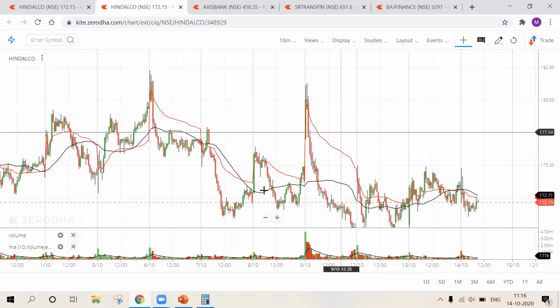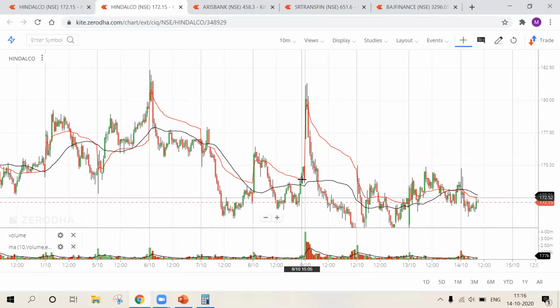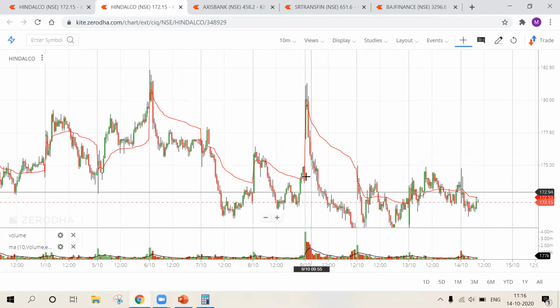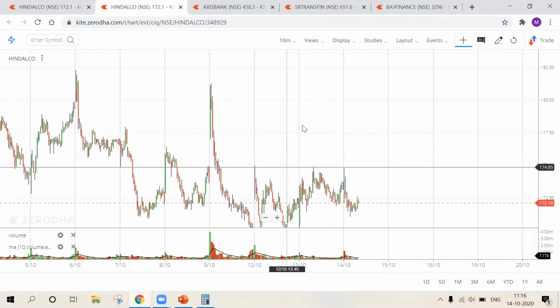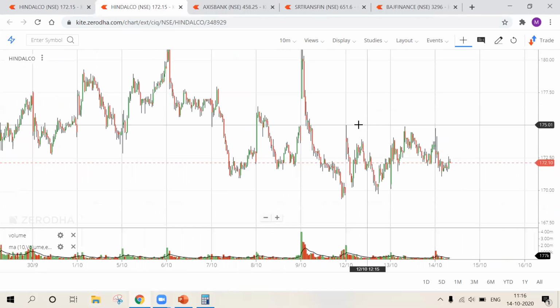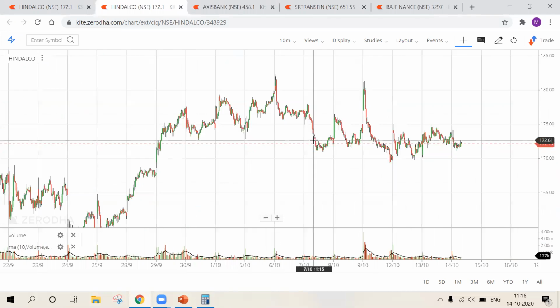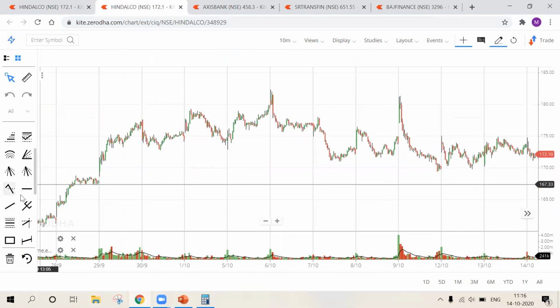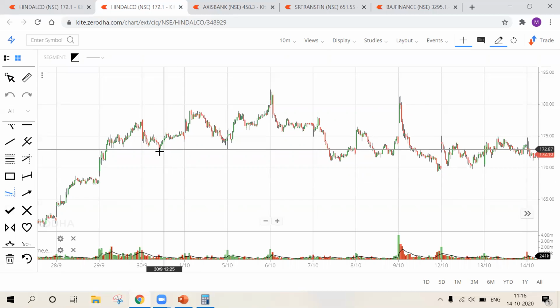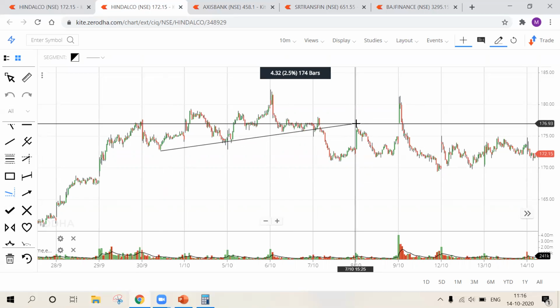See, your chart looks messy. You need to delete all these things and search for key levels. If your indicators are on the charts, then your chart will look messy. It will look ugly. All right, I have found my key level. I'll select segment and I'll draw this level.